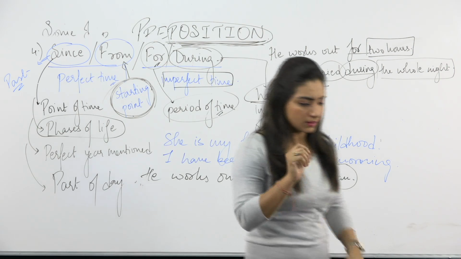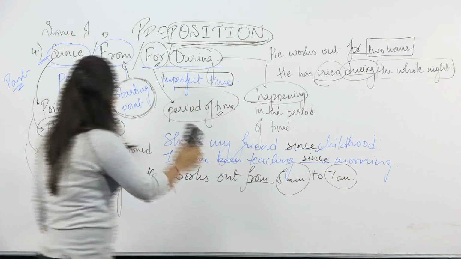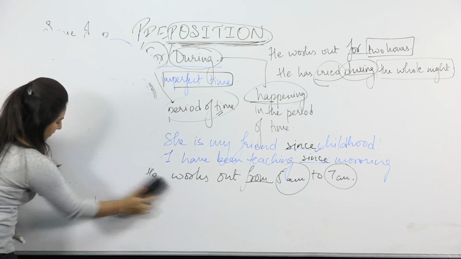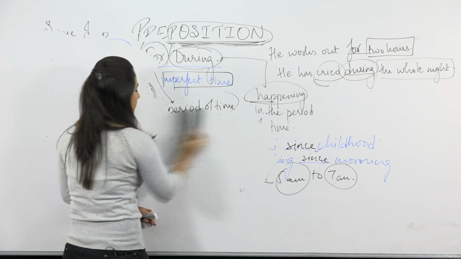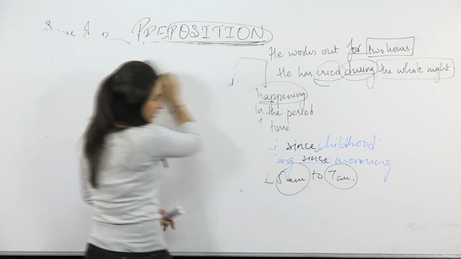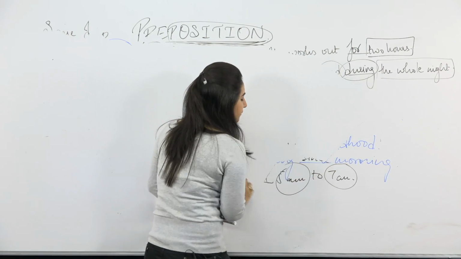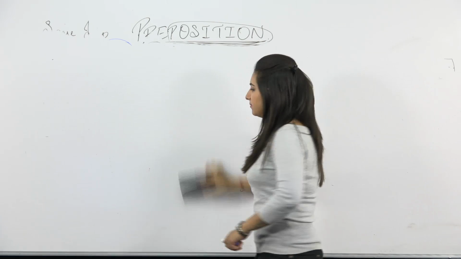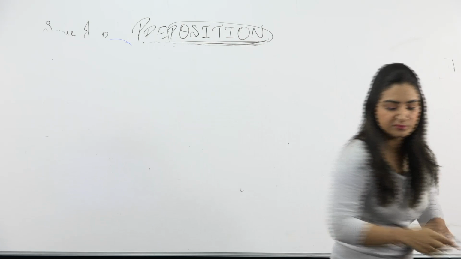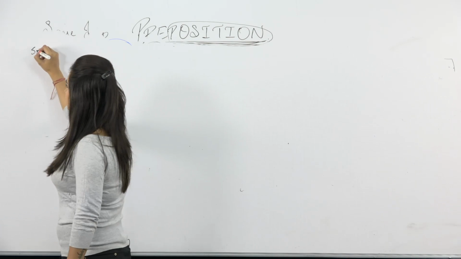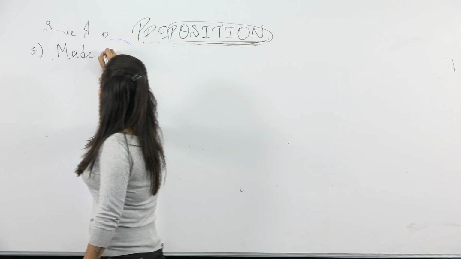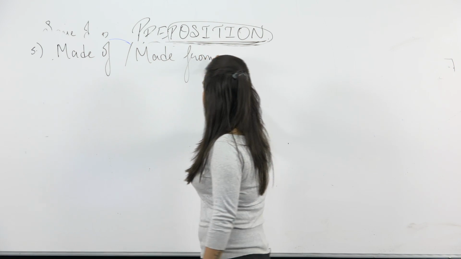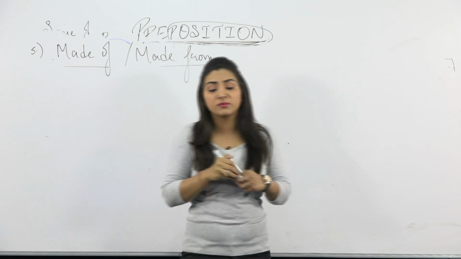ठीक है. Now, next is what is the difference between made of and made from? Quickly answer. मेड ऑफ एंड मेड फ्रॉम के बीच में क्या डिफरेंस होता है? What is the difference between made of and made from? Made of and made from. Now tell me, made of और made from के बीच में क्या difference है?